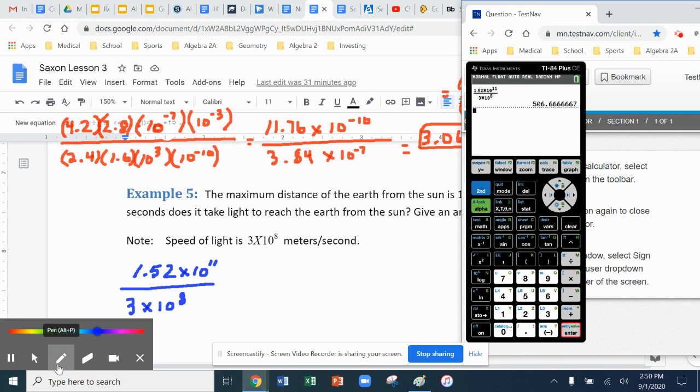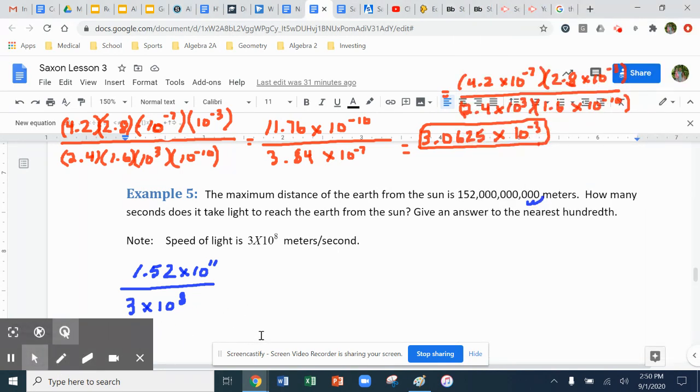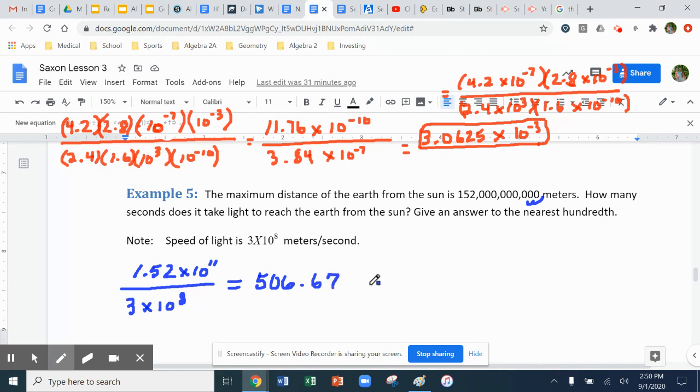It says round to the nearest, how much does it say here? Round to the nearest hundredth. So we're going to say that's about 506.66 repeating. So it's 6 and then another 6, which the next number is another 6. So that's going to be 506.67 seconds. And if you take that and divide that by 60, that would be how many minutes it takes.